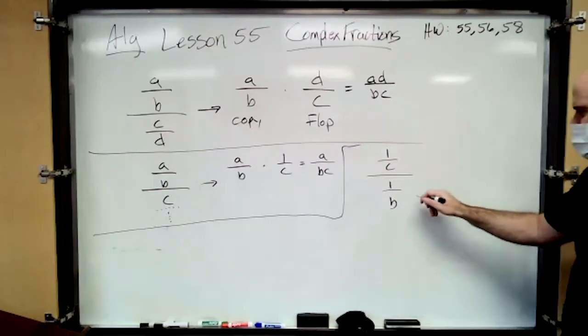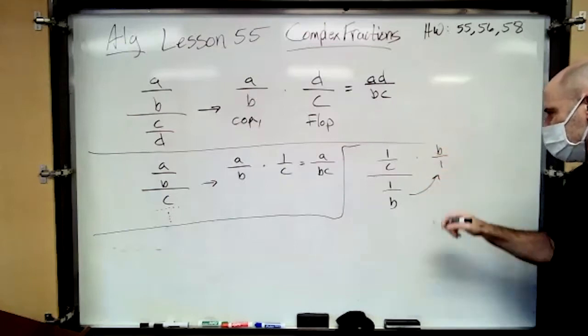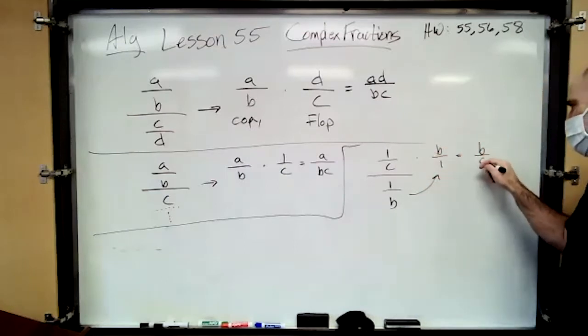B over C. Right? So this is flopping to B over 1, and you're going to copy, dot, flop it. So B over C.